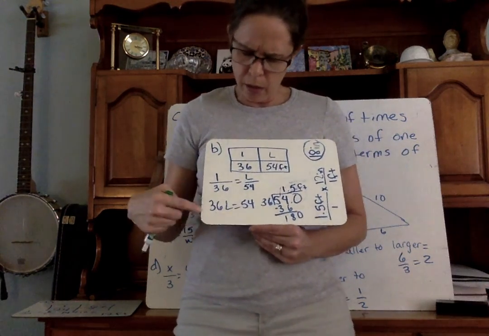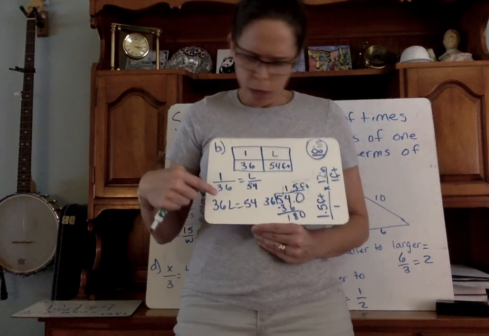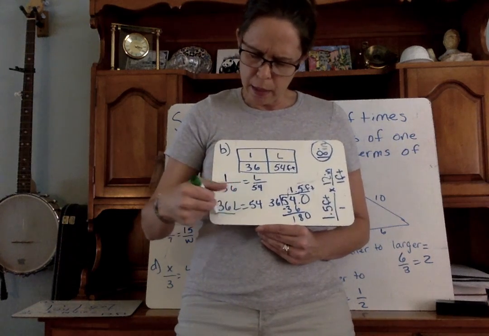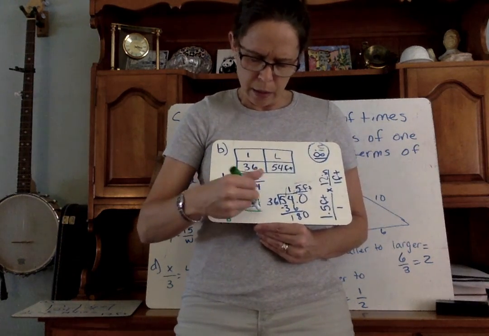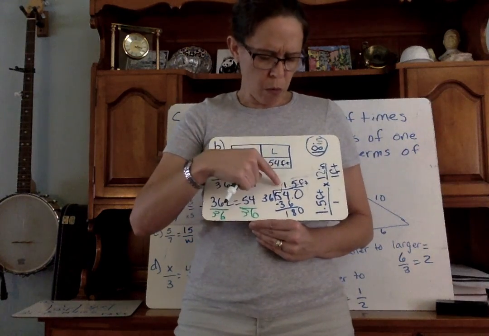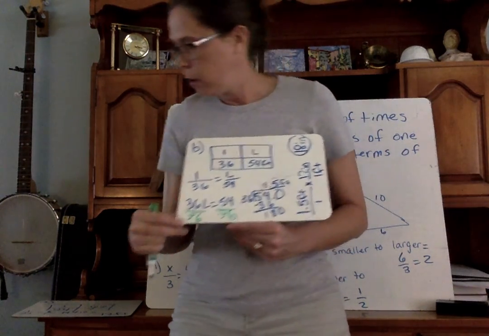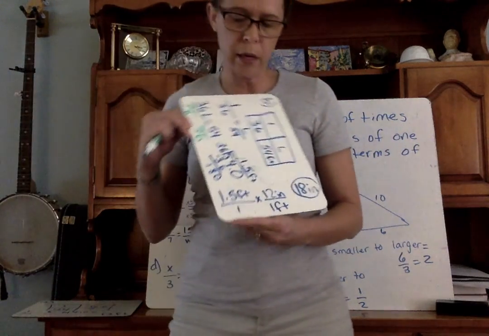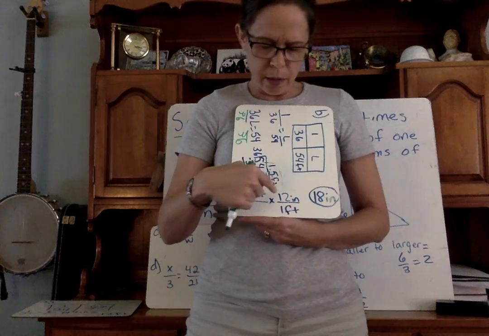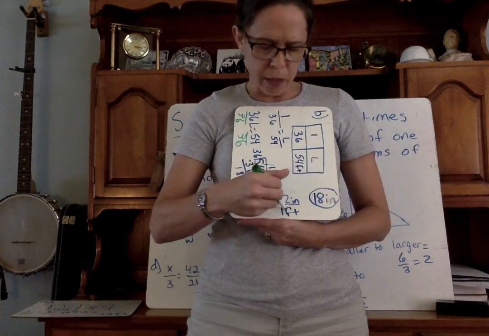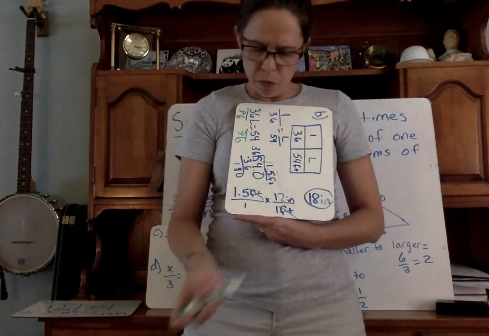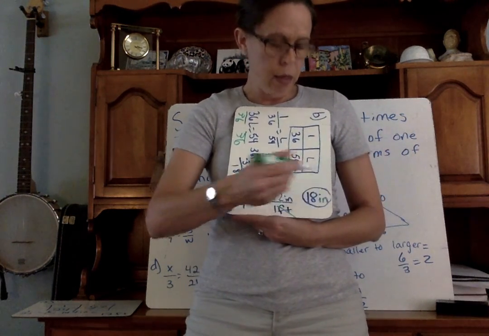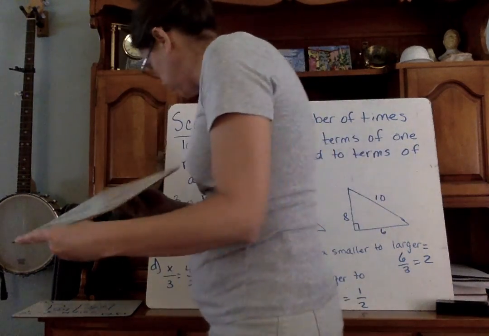I did my cross multiplying here. I got 36 times the length is equal to 54. I've got to divide both sides by 36. Divide by 36, I get 1.5 feet. Okay, but it asks for the answer in inches. So I said 1.5 feet times 12 inches over 1 foot. That allows me to cancel my feet. So I get 1.5 times 12, 18 inches. Okay, 18 inches for B.